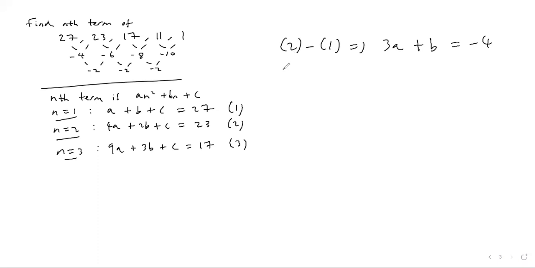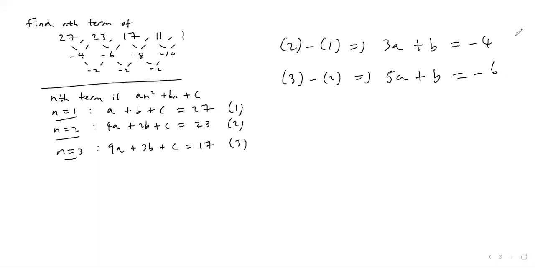Now let's look at our next difference. If we do the third equation take away the second equation, we get 9a take away 4a, which gives us 5a. 3b take away 2b gives us b. c take away c, again, gives us just 0. And that's equal to 17 take away 23, so -6.